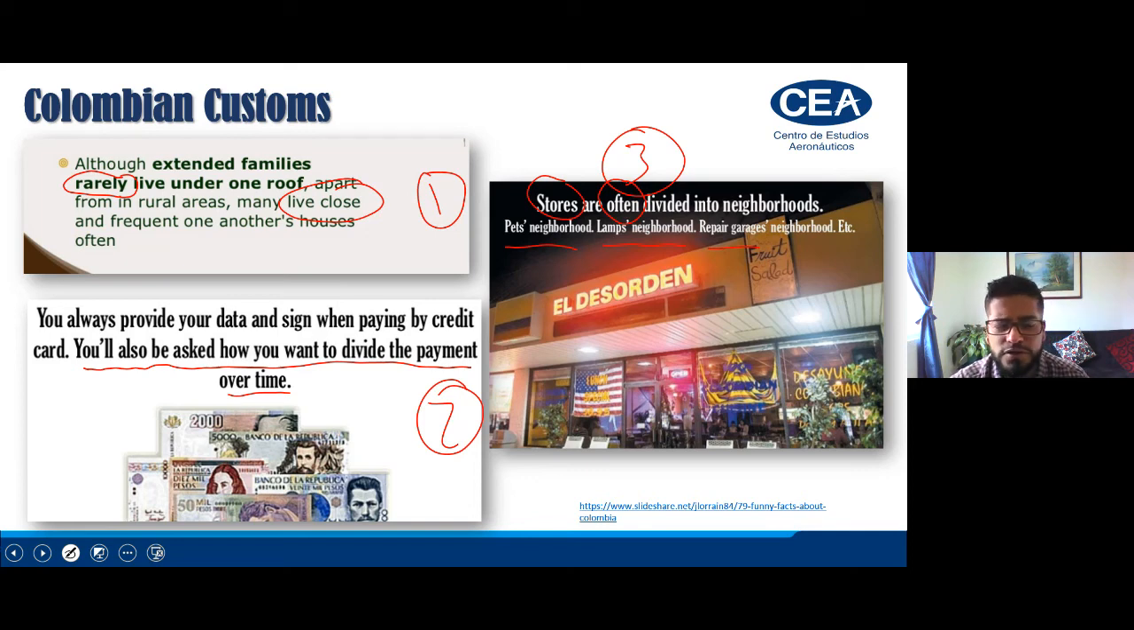In Colombia, we have the custom of dividing the stores by sectors. So I hope you understand the difference between habits and customs. And guys, I have this information that I showed you, these 3 examples. They were taken from this site. This was like a presentation that one person who visited Colombia made when returning to their country, like this little example.